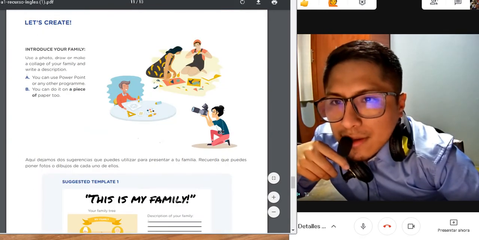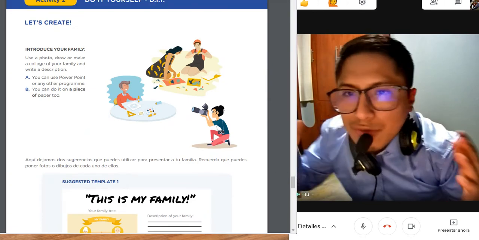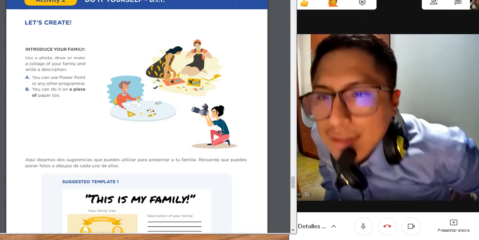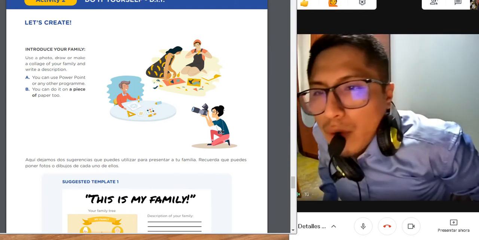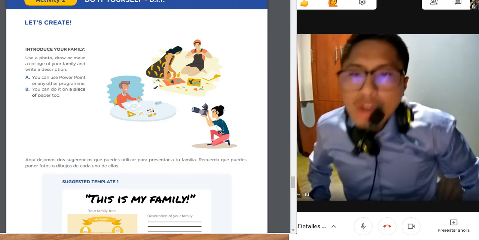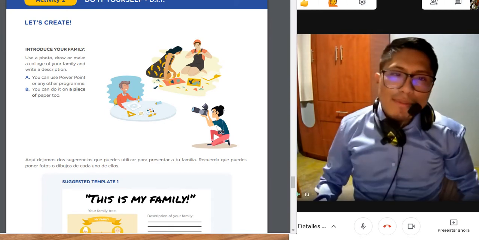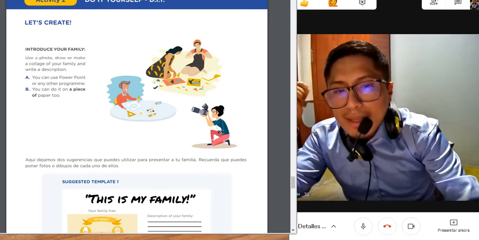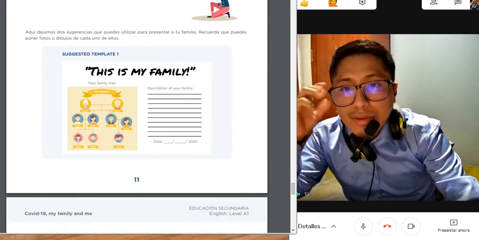Okay, here says use a photo, draw or make a collage of your family and write a description. You can use a PowerPoint or any other program. You can do it on a piece of paper too. Muy bien, chicos. Lo que van a hacer ahora va a ser una pequeña descripción acerca de su familia. Acá nos da dos ejemplos.